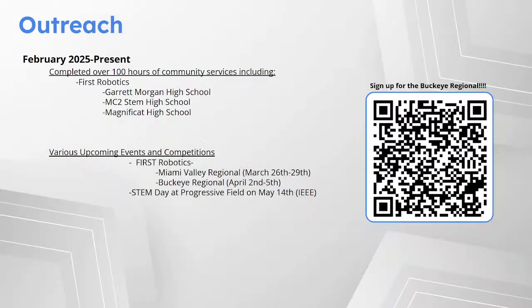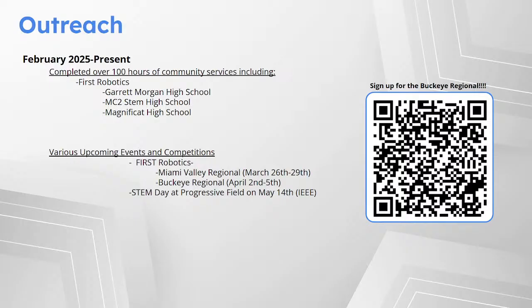So moving on, from the beginning of February 2025 to the present, we've completed over 100 hours of community service at, again, the Garrett Morgan School of Engineering, MC Squared High School here on campus and down at the Science Center, as well as Magnificat High School. We are welcoming everyone every Saturday to go down to the Great Lakes Science Center and help to volunteer. The Science Center has 5 to 6 amazing teams right now that are doing amazing things. And that QR code right there is an invitation to sign up for the Buckeye Regional. That's going to be right here in the Wolstein Center, April 3rd through the 5th.